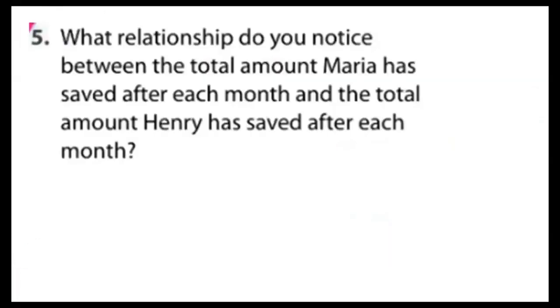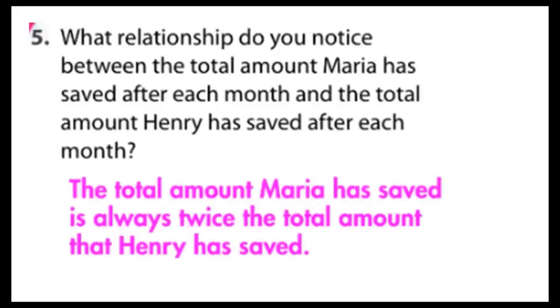Okay, question number 5. What relationship do you notice between the total amount Maria has saved after each month and the total amount Henry has saved after each month? Sure, the amount of money for Maria will be more than her brother's. So the total amount Maria has saved is always twice, yes, twice the total amount that Henry has saved. How could you know that?